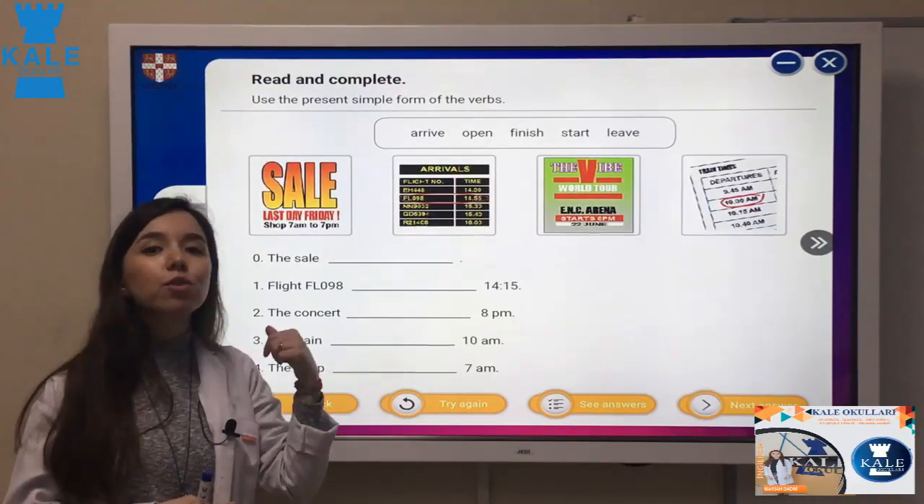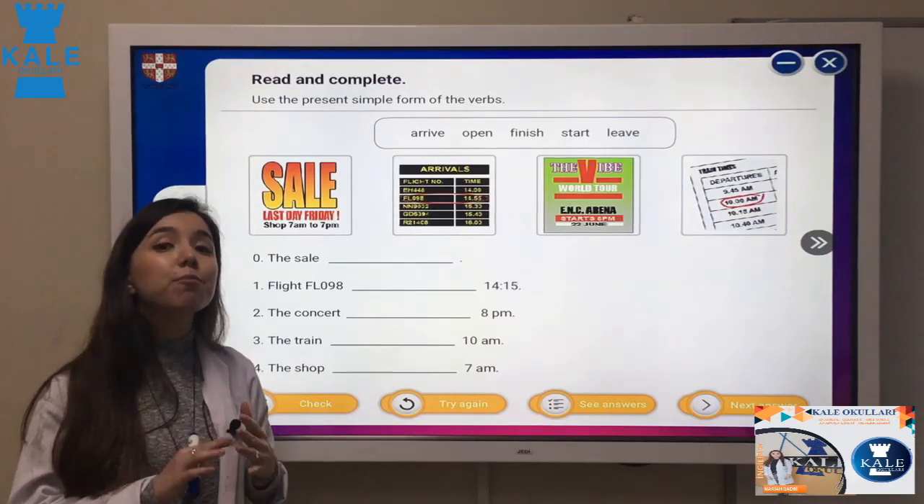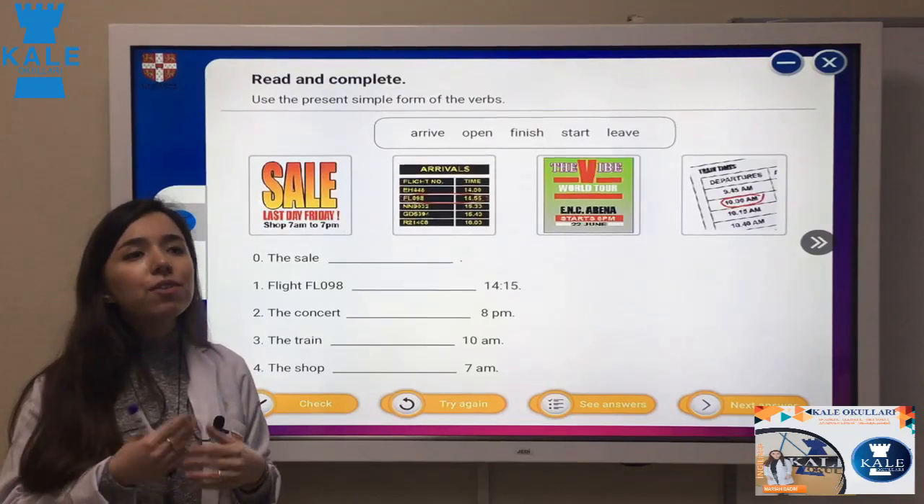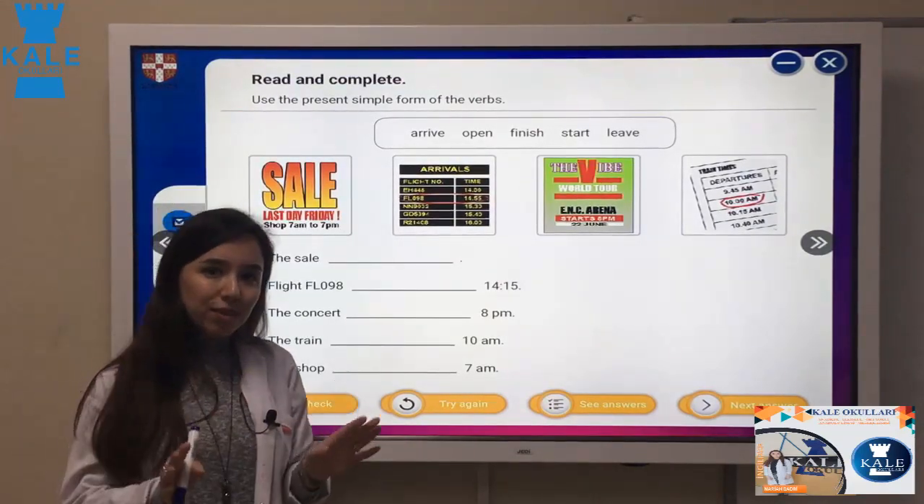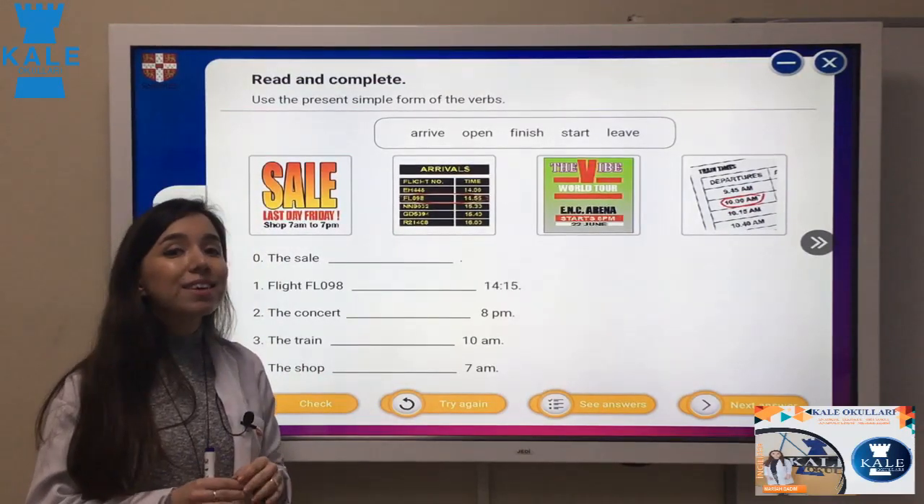But we have other forms of future. Yes, we have present continuous, we have be going to, and we have also present simple. So, when are we going to use all of them? I'm not going to talk about will because will is finished. But let's check the present simple first.